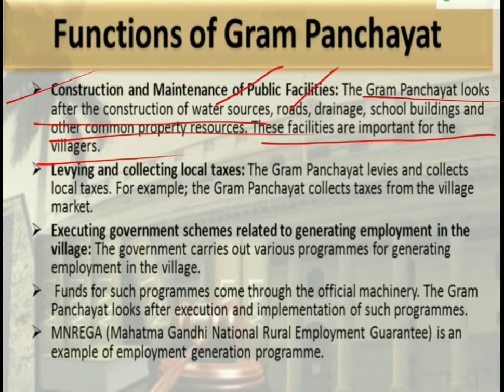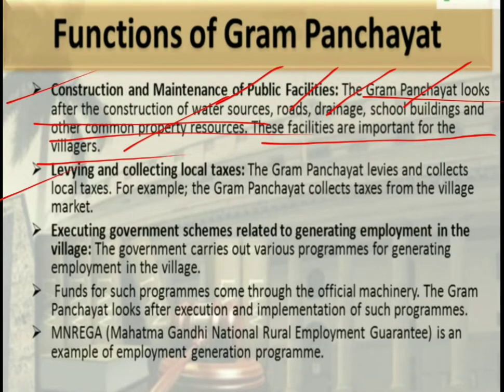And construction of roads, pakka road and kacha road, and drainage system, school buildings, especially the primary school building, as well as common property resources. Which are the common property? For example, garden and the bus stop and public library and a healthcare center. These are some buildings constructed by the Gram Panchayat and maintained by the Gram Panchayat. So these facilities are all important for the villagers.